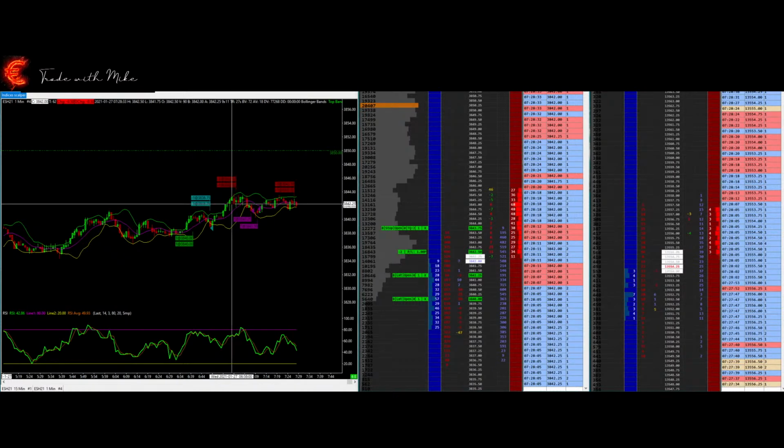1, 2, 3, 4, 5 ticks. So that's one handle and a quarter, one candle like that, right?